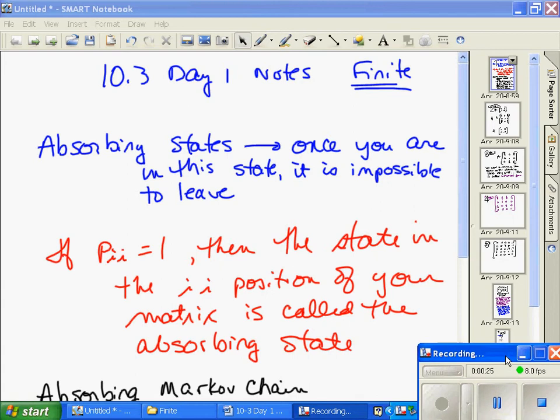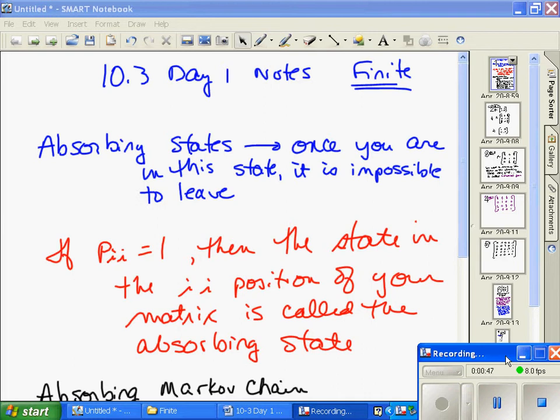Okay, so 10.3 notes. What we're going to be working on today is absorbing states. Think about going into a maze and you get into a particular room and you can't get out. That would be considered an absorbing state. Just to go through a few definitions.